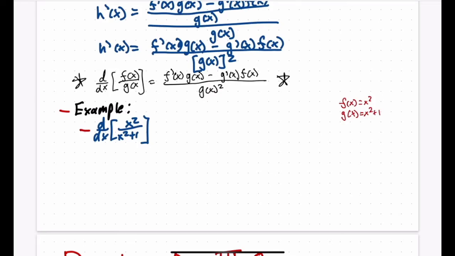So let's go through these quickly. So this equals, that first one is the derivative of f of x, which is x squared, times g of x, minus the derivative of g of x times f of x, all over g of x squared.